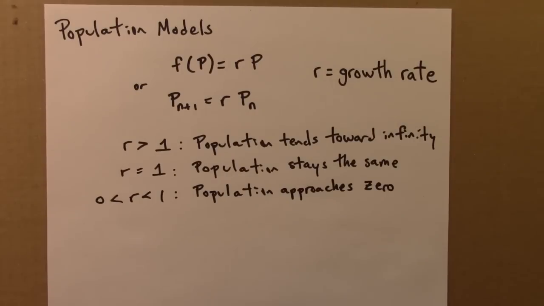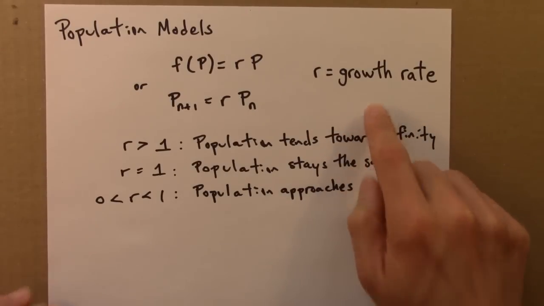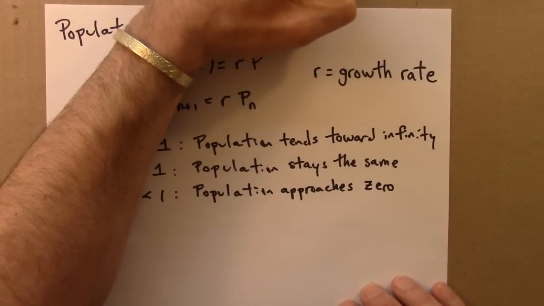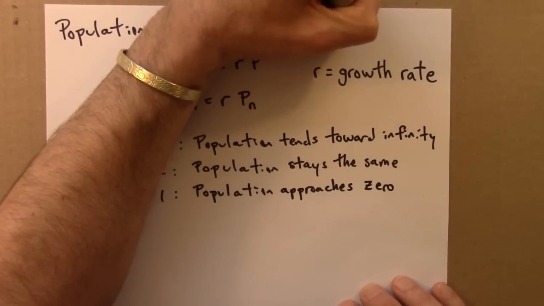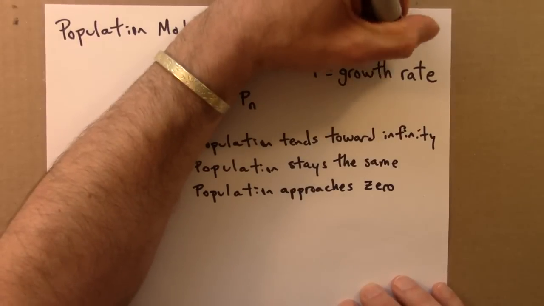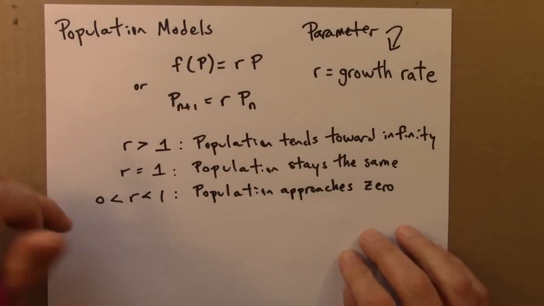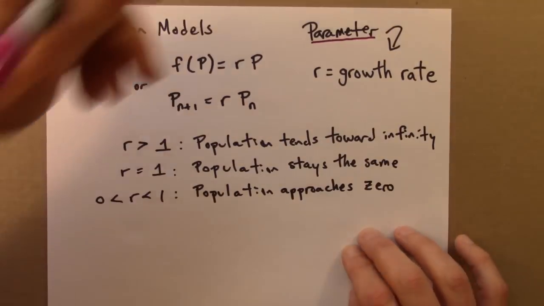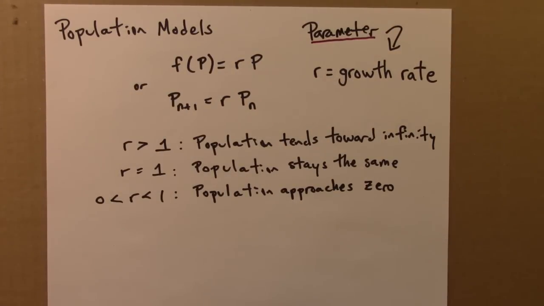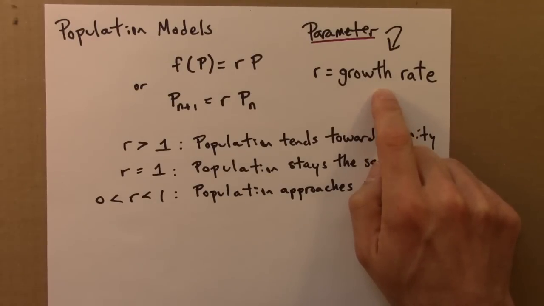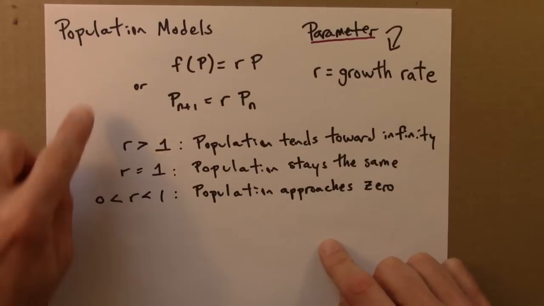In this context, I should mention that the quantity r is sometimes called a parameter. I guess I'll write that here. A parameter in a model is something that one might change. You might change it to explore different behaviors in the model, as I've done here. We see it does different things for different values of r. Or if you're trying to model a real situation, you might adjust the parameter r until you best fit the data. In any event, r is a parameter for this simple model.